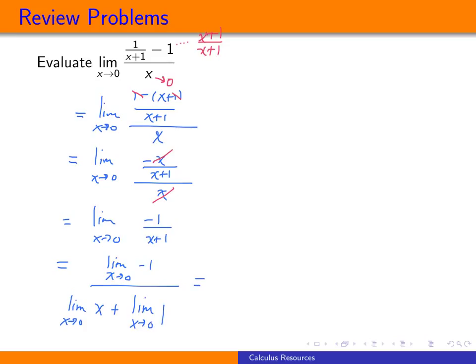So now the limit of a constant is that constant, and the limit as x approaches 0 of x is equal to 0. So the value of this limit is minus 1.